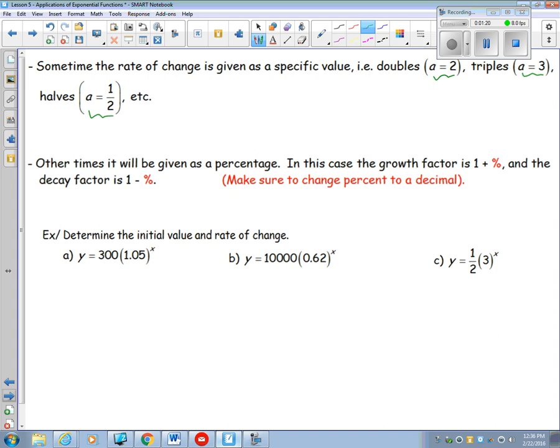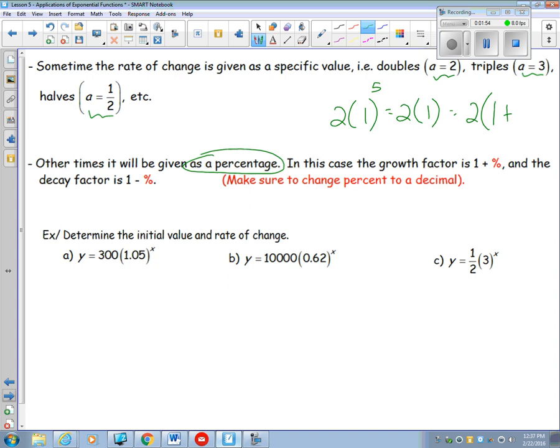Okay, other times, and most of the time, will be given as a percentage. Okay, in this case, we have to add or subtract that percentage to 1. The reason we do it to 1 is when I multiply things by 1, they stay the same. And it doesn't matter if there's an exponent on here, 1 to the power 5 is still 1, it would still stay the same. So if I want things to grow or decay, I need to make it slightly bigger or slightly less than 1. So if I want something to grow by 1%, I take my 1 and I add my percent.